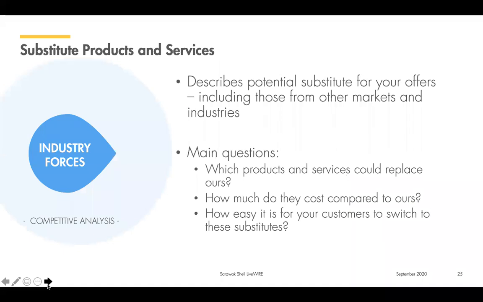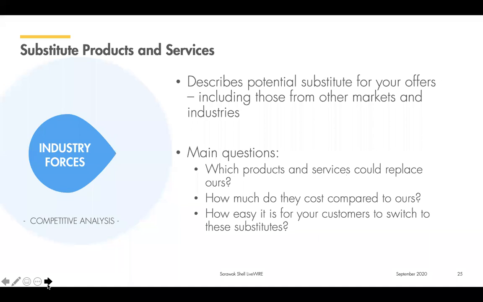Next, we look at substitute products and services. When it comes to industry forces, substitutes are not your direct competitors, but businesses that offer a similar value proposition to what you are offering. A very good example is, if we go back to the example that I shared yesterday about a couple who wants to spend time with each other, they might go to a health spa or a spa treatment, right? So the substitute product could be going to the cinema.